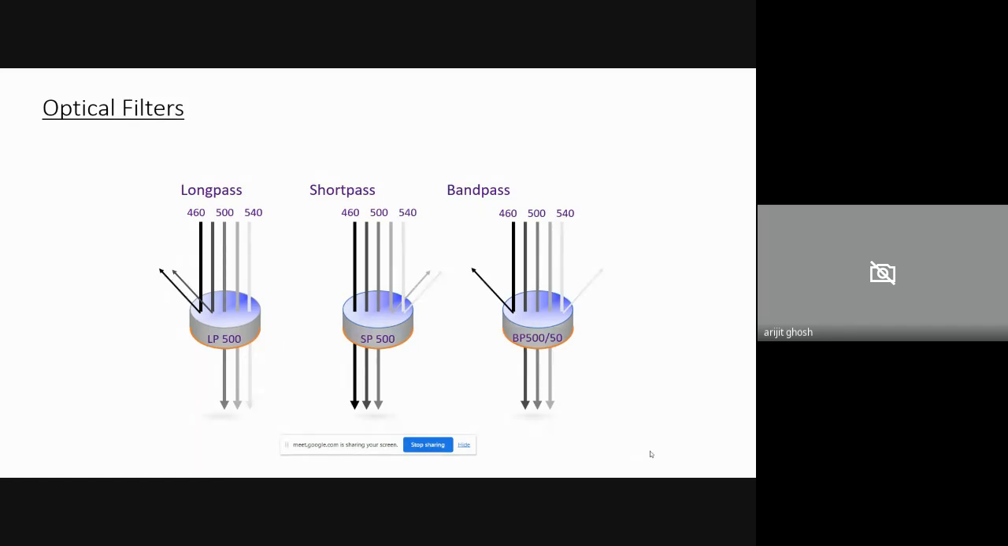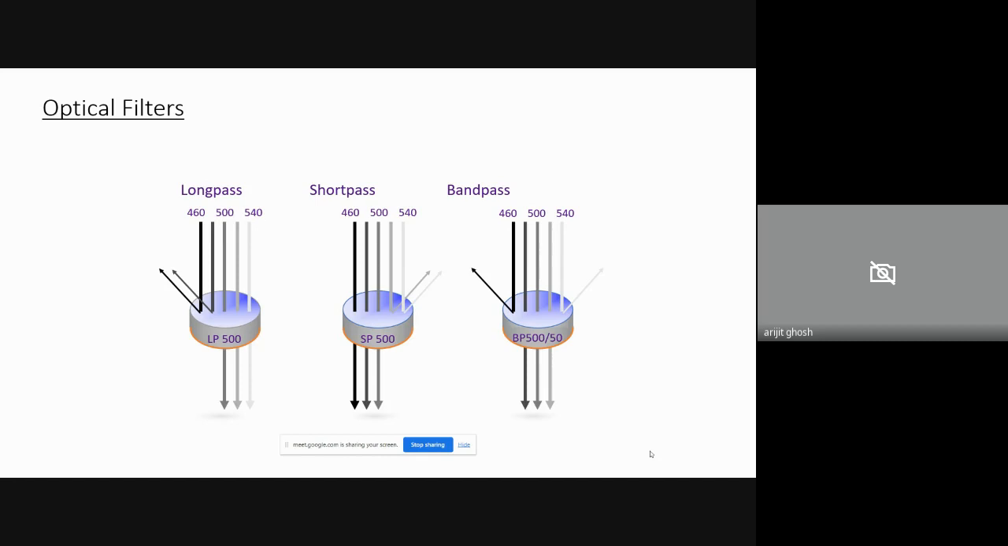And short pass filters do the opposite, like they allow light below a particular wavelength. Here SP 500 is written, so they will only allow wavelengths of light below 500 nanometer.